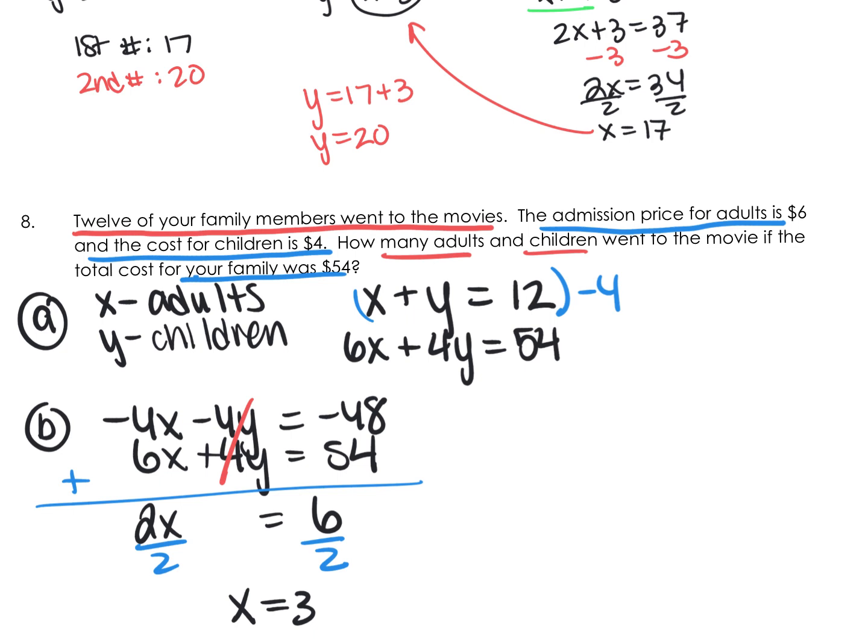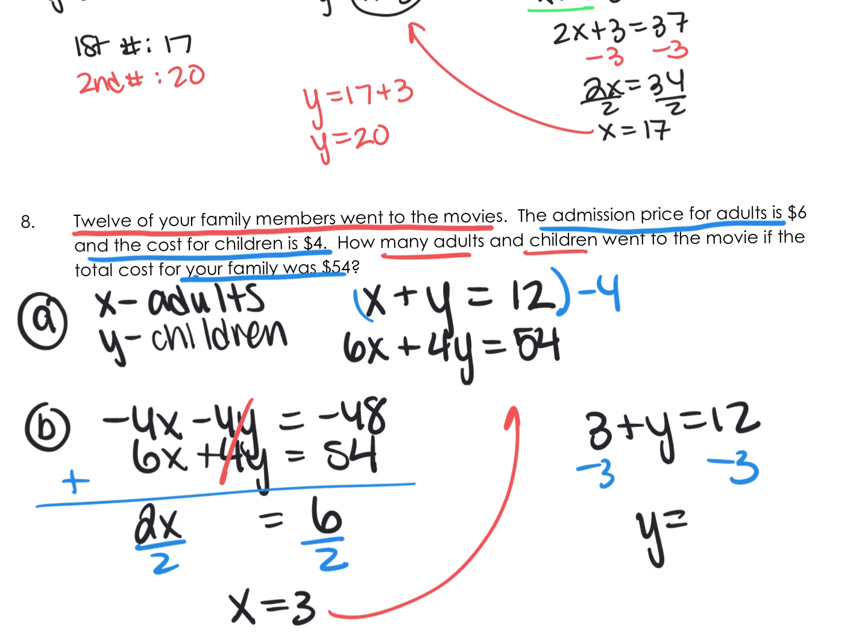Then we can plug x equal to 3 into one of these equations. I'll pick the first one. Subtract 3 from both sides, and you get y is equal to 9. So there are 3 adults and 9 children.